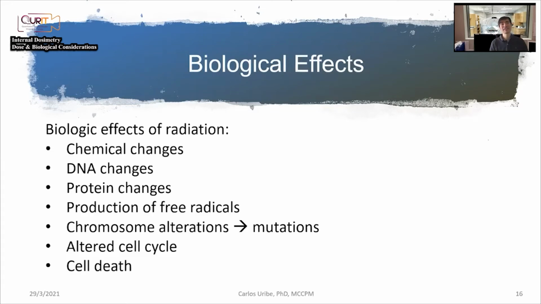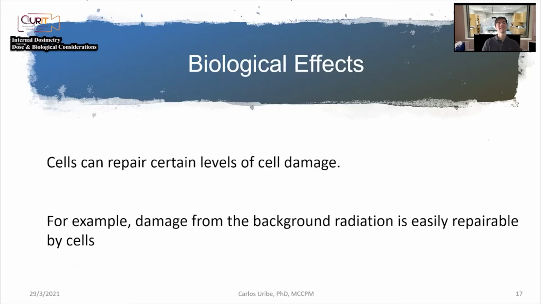So biologic effects of radiation include, for example, chemical changes. There's some chemistry changing inside your body because of radiation. It changes your DNA. It can change your proteins. It can produce free radicals that then combine with other atoms or molecules to produce something that might not be good for you. It can alter our chromosomes, and then if we alter our chromosomes, we can have some mutations. Some mutations might be good, but some of the mutations can cause cancer, for example. It can alter the cell cycle, and it can induce cell death. So all these are effects of radiation. That's what we're trying to take care of.